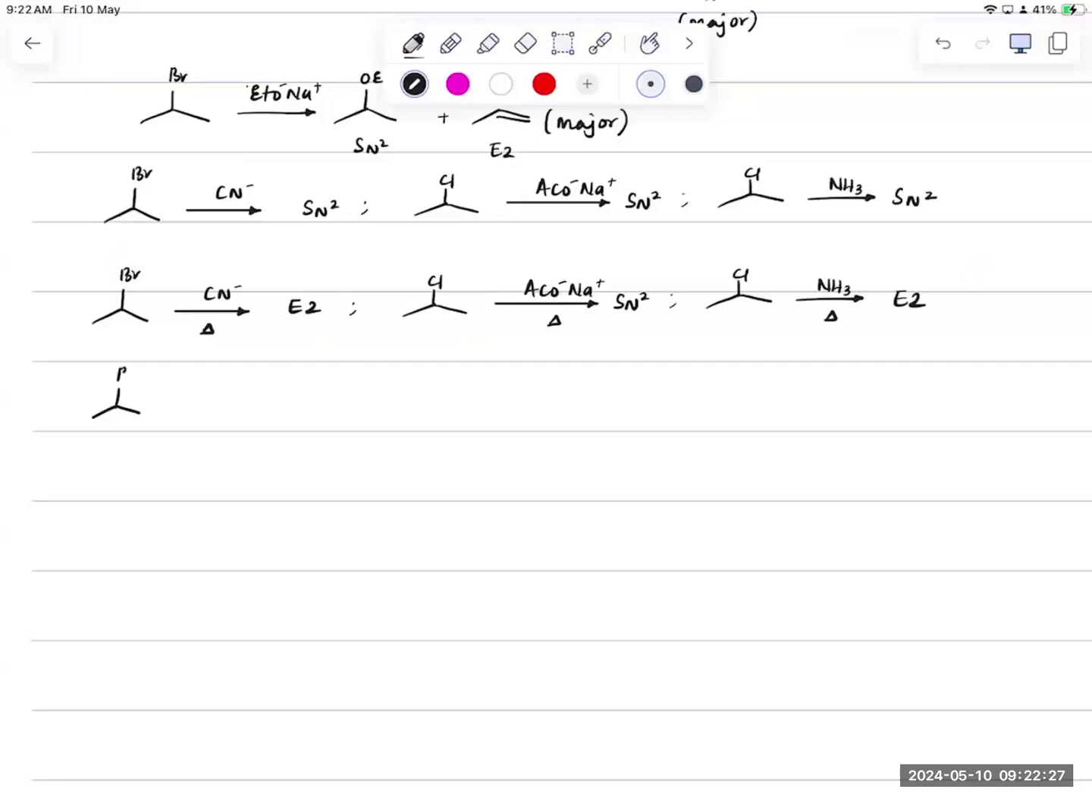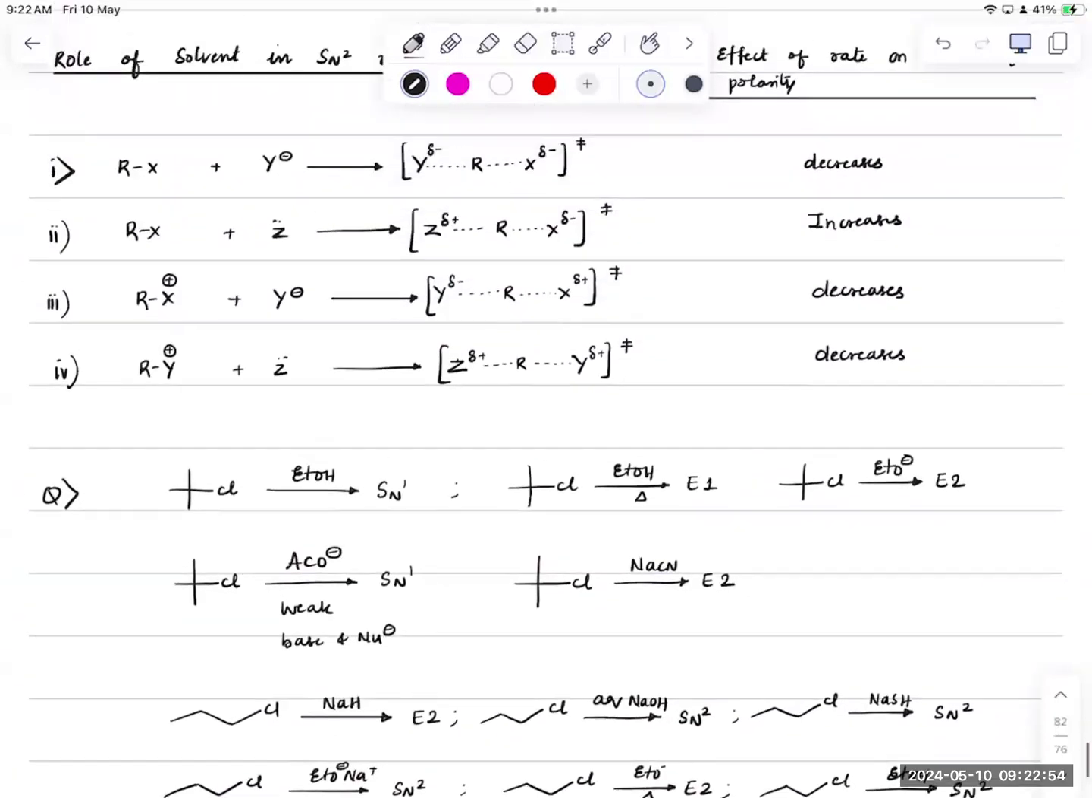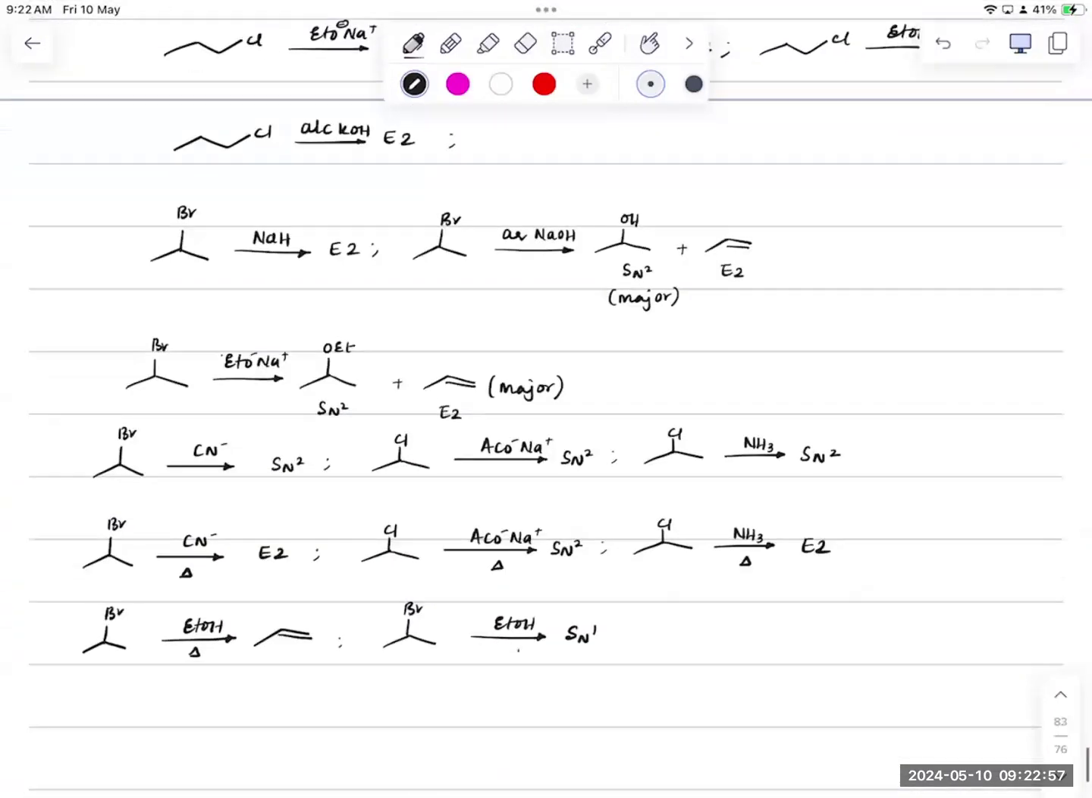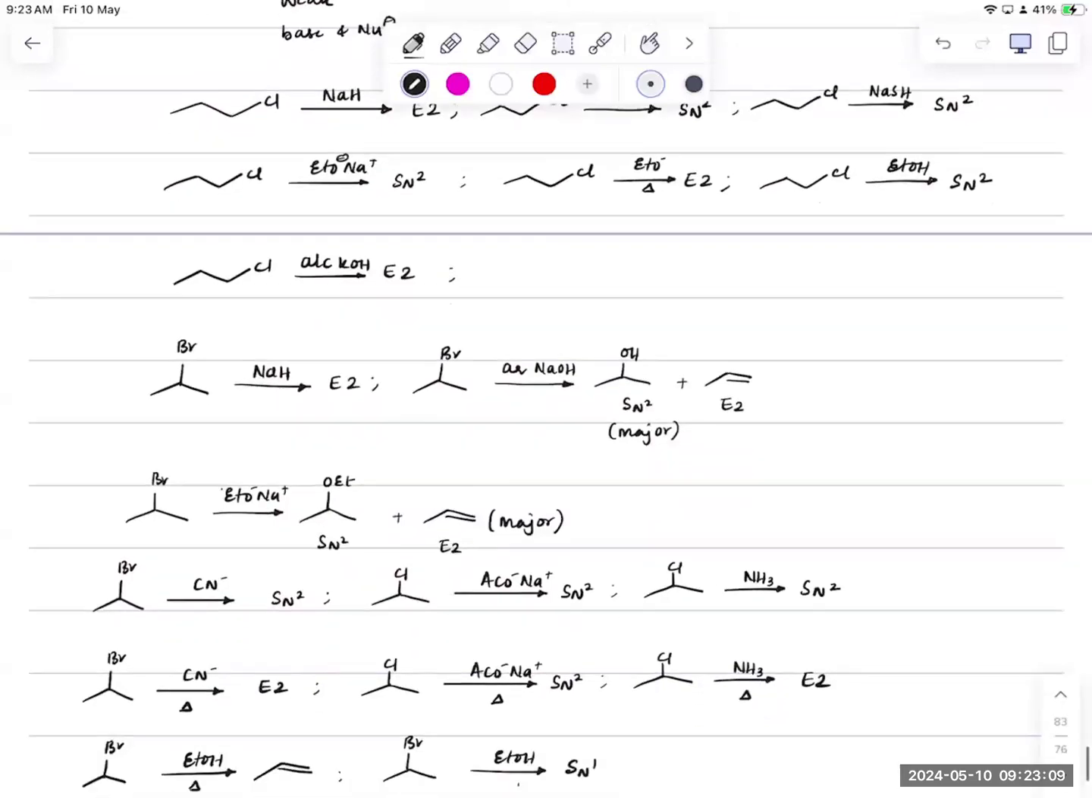Next, if you have Br with EtOH and heat, so you'll get this as double bond. And if you have Br with only EtOH, no heat, so it is SN1. So here it will go via SN1. Done. So these are typical cases, tertiary, secondary, and primary cases where you need to address. Okay. So in which case, whether it will become positive or negative, that is what we need to check and address. Everybody clear on that? Right.